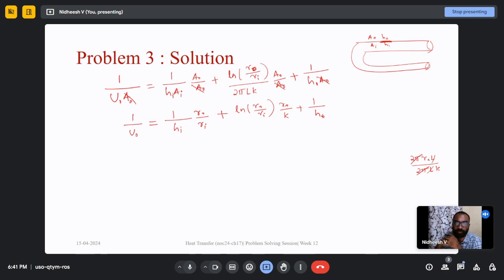Let me know if the first expression and the second expression are clear. Take a minute to go through it. Understand that the first term here is the thermal resistance associated with the inner side of the tube. The second term here is the thermal resistance associated with the tube wall, and the third term here is the thermal resistance associated with the outside of the tube, with the corresponding convective heat transfer coefficient Ho.